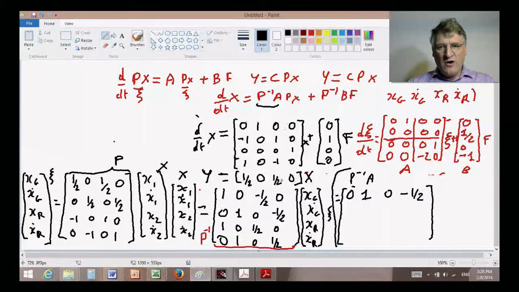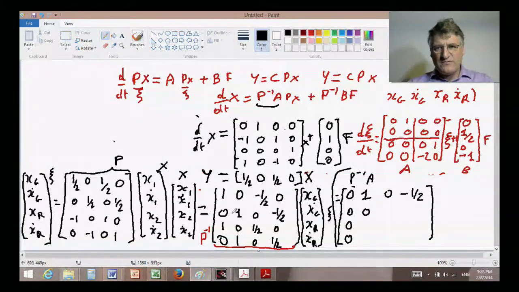Now, the second row goes about the same. 0 times this. Okay, so the second row is going to be 0. In fact, the third row is going to be 0, and the fourth row is going to be 0, since we multiply this matrix by that matrix. And then, the second row, second entry, is going to be 0 as well.